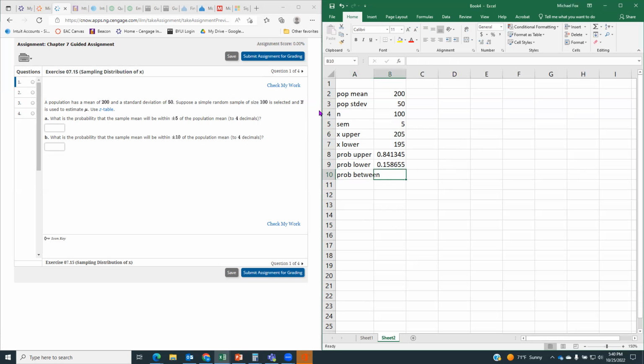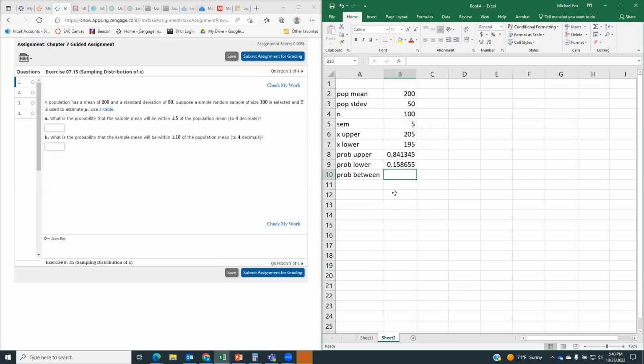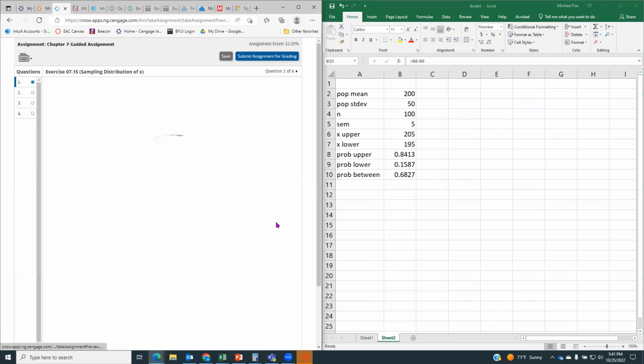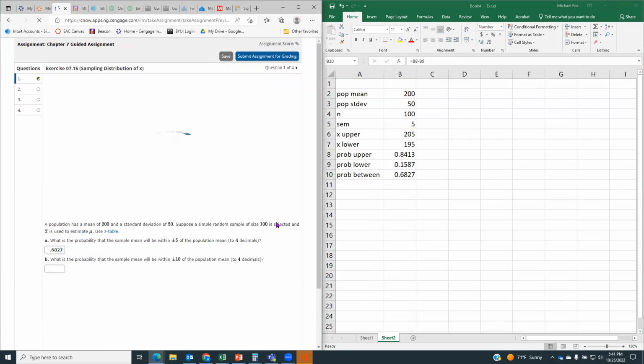The probability that it is within plus or minus 5, so between 195 and 205, is just the probability of the upper minus the probability of the lower. So since it wants me to round this to 4 decimals, I'll let it do the work for me. So that's going to be 0.6827. Check our work, make sure we're on the right track.